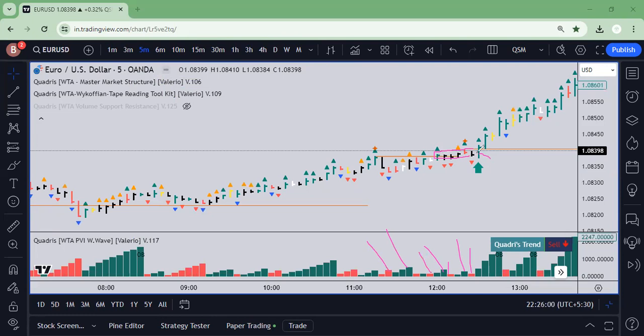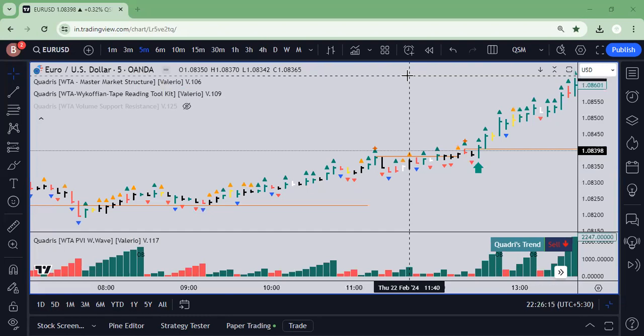And moreover, we have market structure indicating that price is about to go higher. So this was my buy trade setup 2. Trade setup 2 I actually haven't mentioned in my PDF. I'll make some correction and I'll send it again.